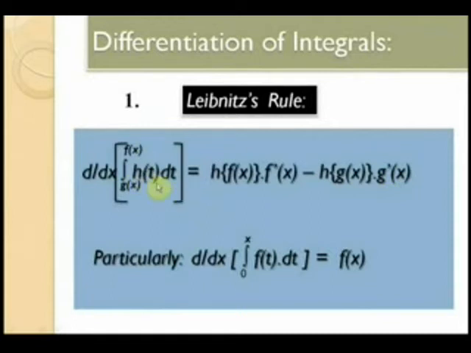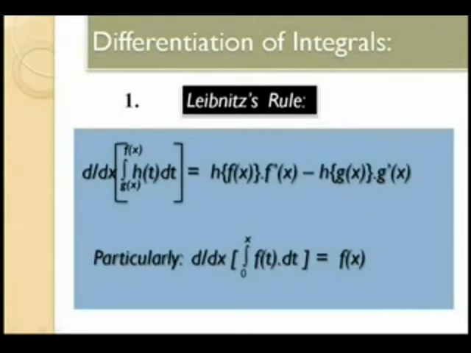So here we see that h is a function of t, so the variable here is t. Also the limits are two functions of x. Let us say that these are f(x) and g(x). Once again, h is a function of t and the upper and lower limits are functions of x. So when we try to differentiate with respect to x, we get this as equal to h of f(x) into f dash x minus h of g(x) into g dash x. So this is the Leibniz rule.